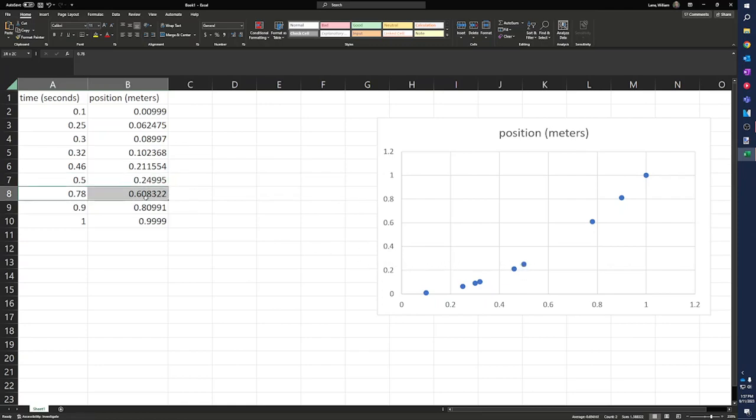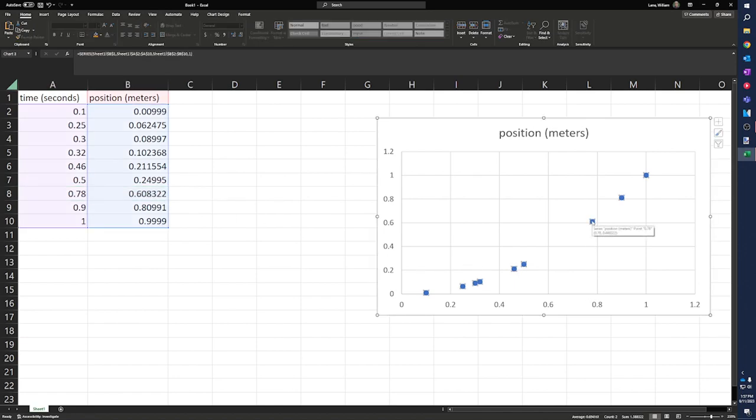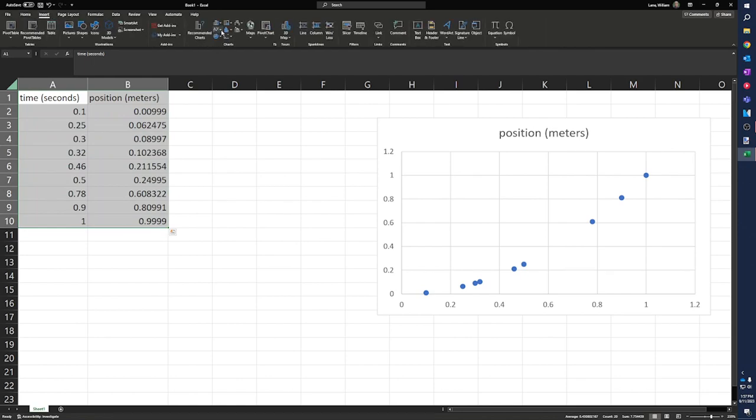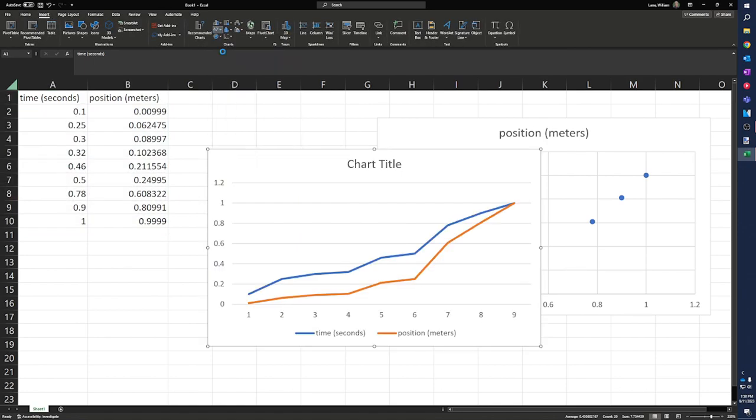If I go to the next one, that one's at 0.78 and 0.6. Sure enough, over here, I've got 0.78 and 0.6. So each one of these dots references the time value along the horizontal axis and the position value along the vertical axis. Now let's suppose we repeat that process and we instead go to a line plot.